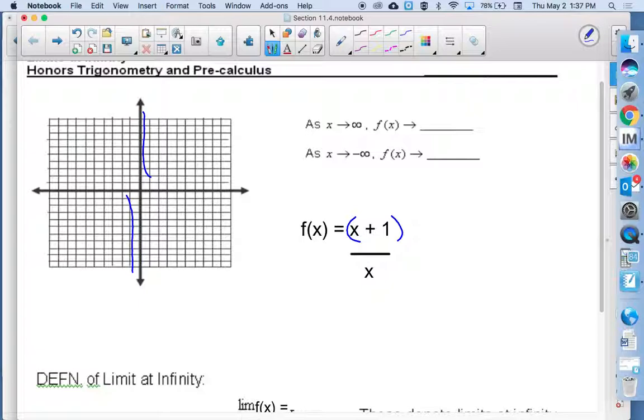Virginia? It's going to get close to y equals 1. So it's going to level off, not at 0, but just a little bit above that. So it's going to level off at 1. Does anybody know why from the equation it flattens off at the 1? Virginia? Because there's a plus 1 on top of it.